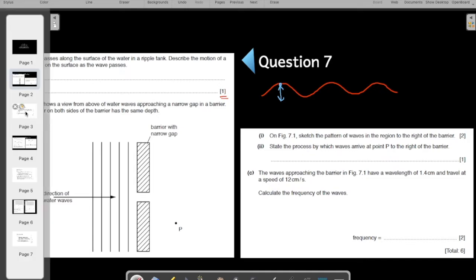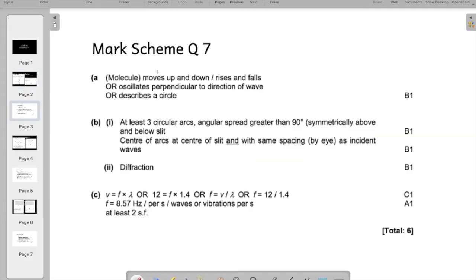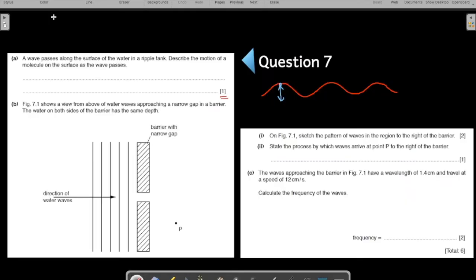Let us look at the mark scheme as well. Molecule moves up and down, or you can say it rises and falls. Other variants of the answer, if you are very technical about talking about transverse waves, please go ahead and write it this way: it oscillates perpendicular to the direction of the wave. Any one of these ways of writing the answer will get you 1 mark.